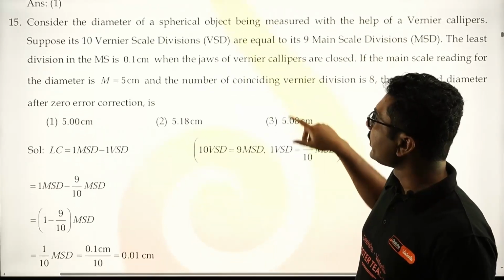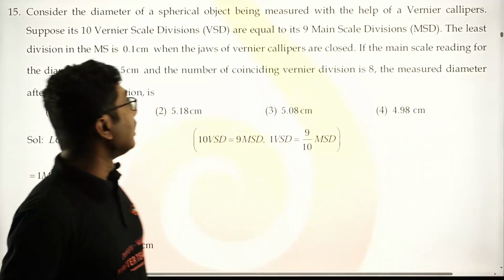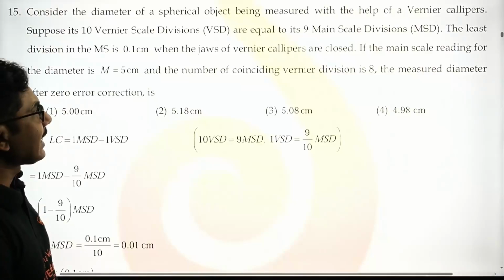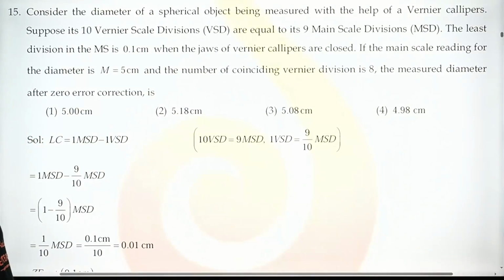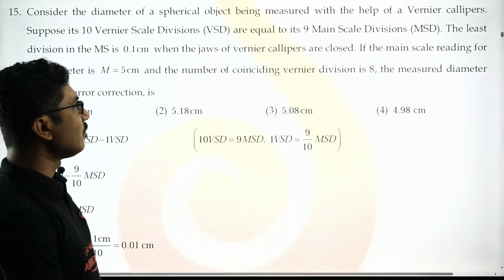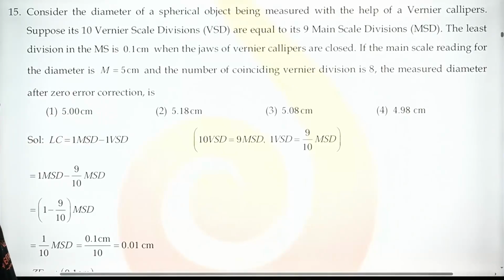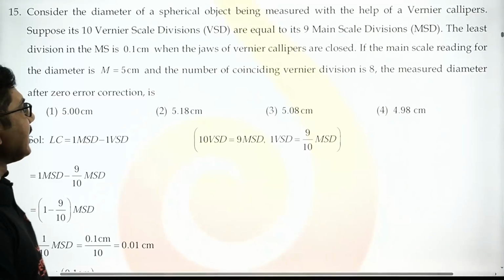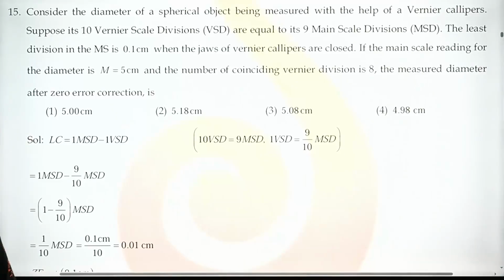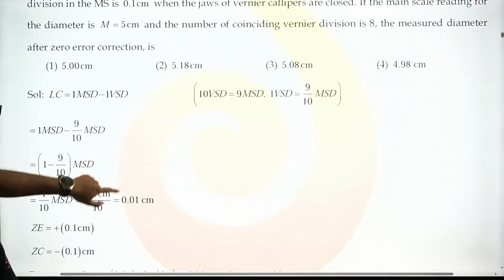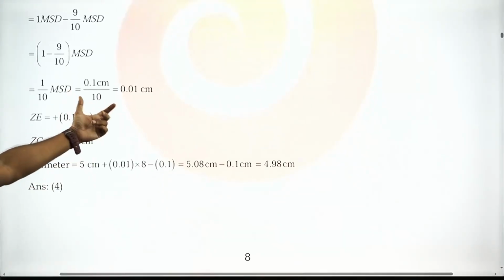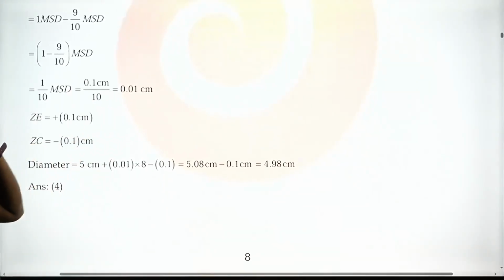Consider the diameter of spherical objects being measured with the help of a vernier calipers. Suppose its 10 vernier scale divisions are equal to 9 main scale divisions. The least division in the main scale is 0.1 centimeter. When the jaws of the vernier calipers are closed, the main scale reading for the diameter is m equals 5 centimeter and the number of coinciding vernier divisions is 8. The measured diameter after zero error correction is. Okay, so first of all you have to calculate what is the least count, which is 0.01 centimeter.